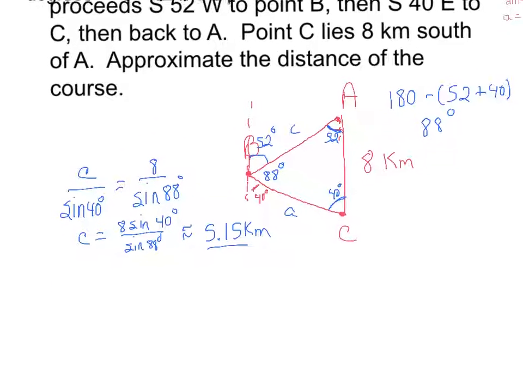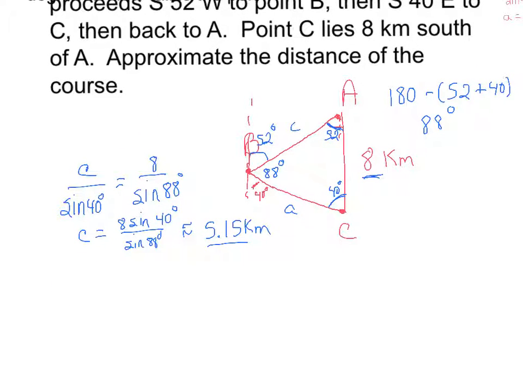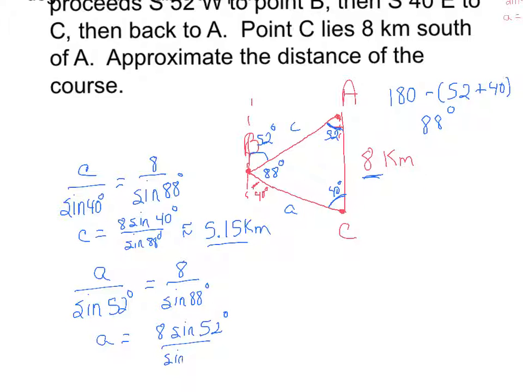We've got one leg of the course given, and we can find the third leg of the course again by using the law of sines. A over the sine of 52 degrees is equal to 8 over the sine of 88 degrees. And A equals 8 times the sine of 52 degrees divided by the sine of 88 degrees, which is approximately 6.31.